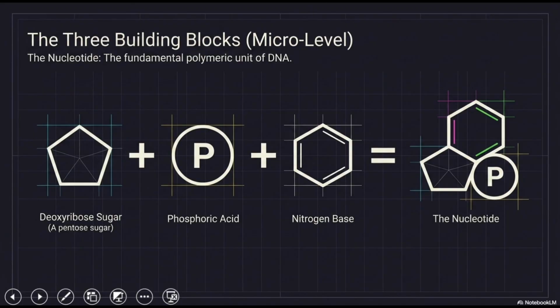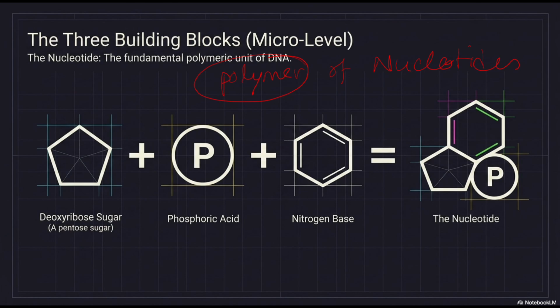Now let us understand the architecture of DNA. DNA is, we can say, a polymer of nucleotides. What is a polymer? We can say that a polymer is a giant molecule made by joining many repeating small units called monomers. So if I ask you in DNA, what is the monomer? The monomer is called the nucleotide. And thousands or even millions of nucleotides join together to form a DNA molecule.